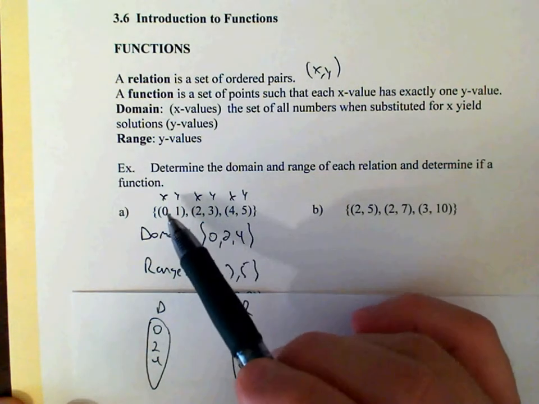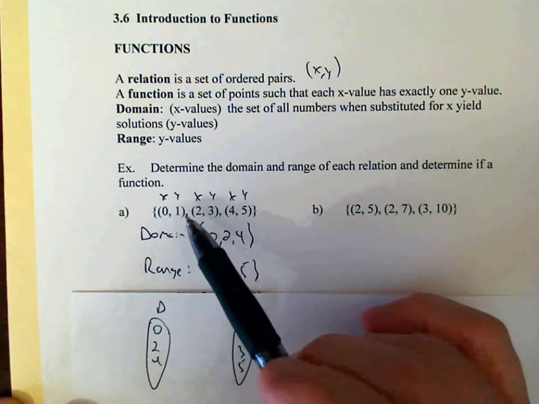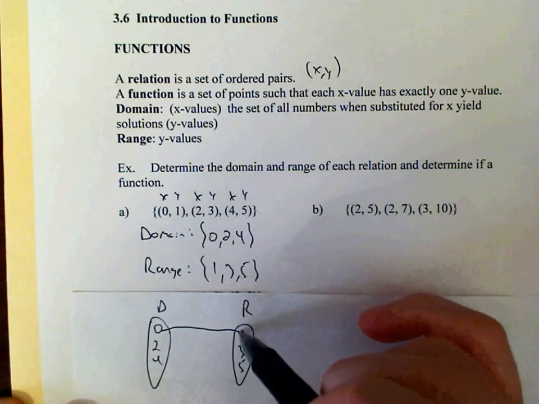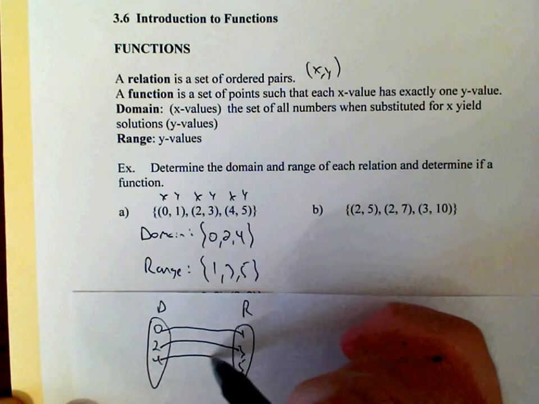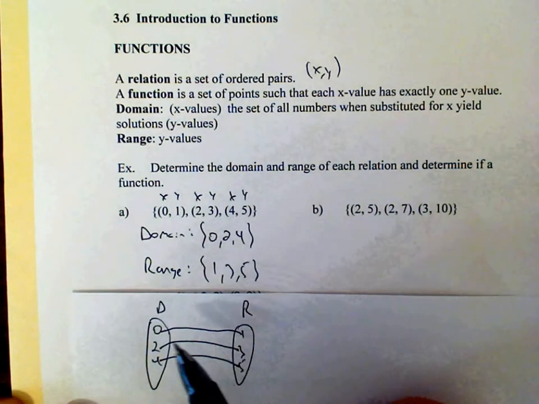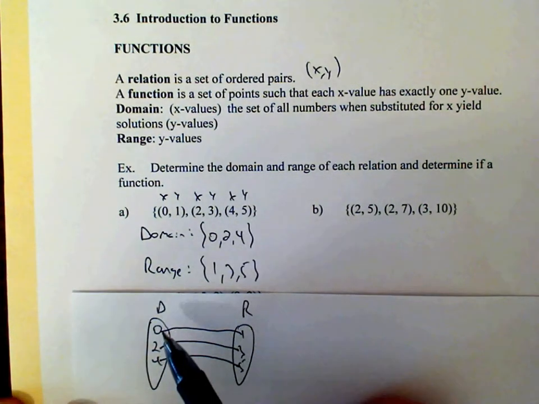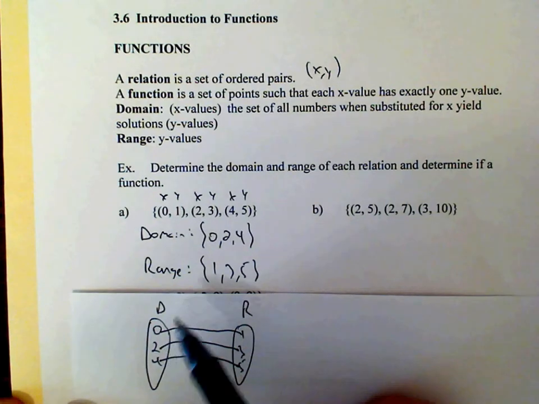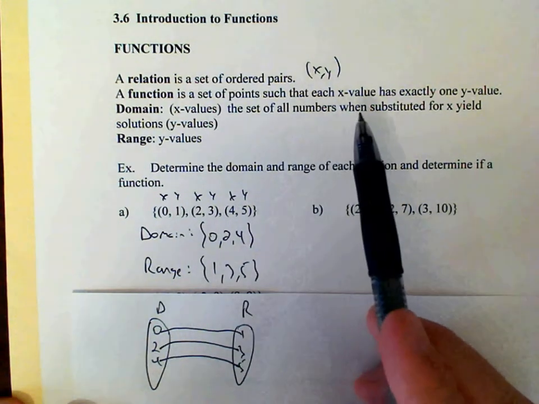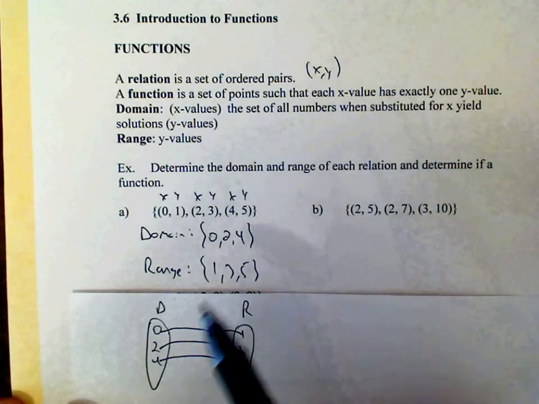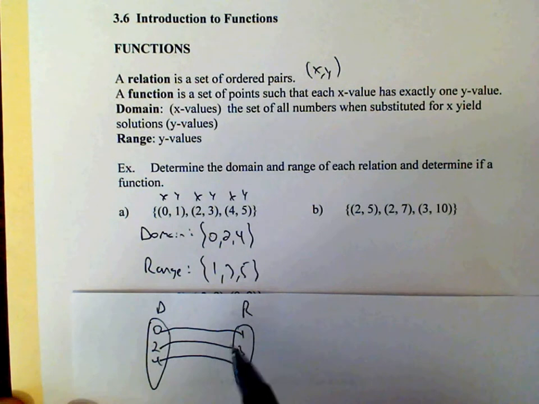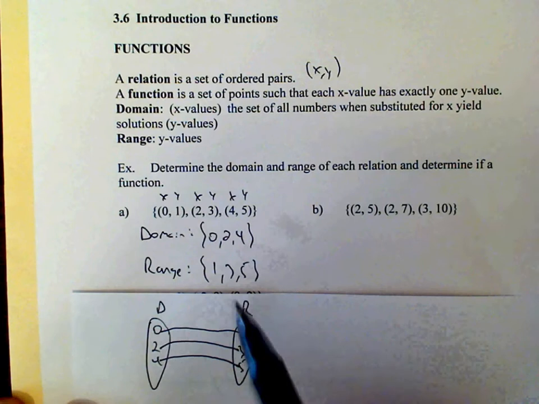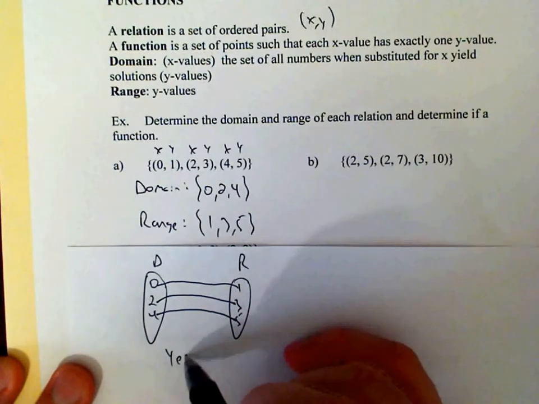So the first point is 0, 1, so the 0 corresponds to 1. 2, 3 means 2 corresponds to 3. 4, 5, 4 corresponds to 5. Now all we need to look at is over here in the domain. For it to be a function, by definition, each x must have exactly one y. So this 0 has exactly one y, this 2 has exactly one y, this 4 has exactly one y, because each of these has exactly one line coming out of it. So by definition, this is a function.